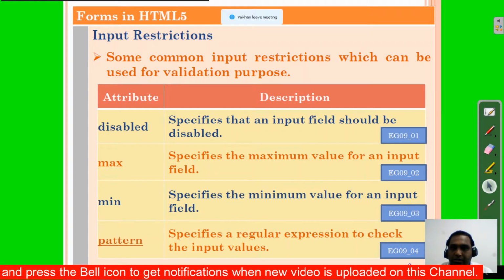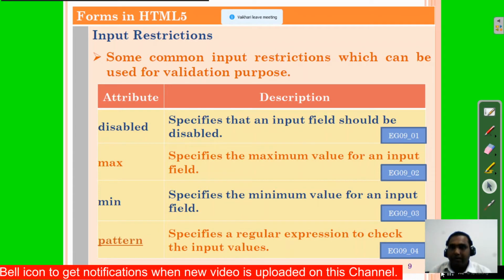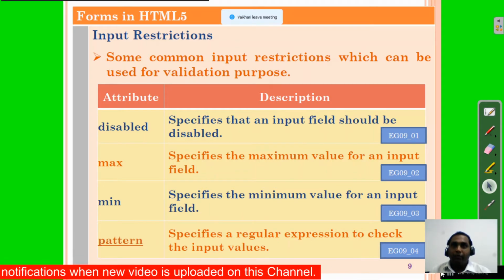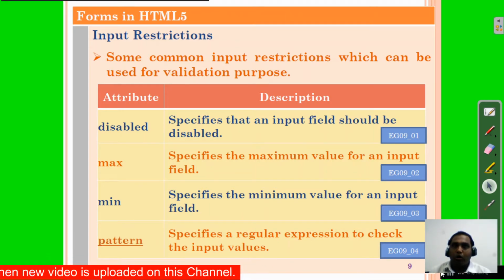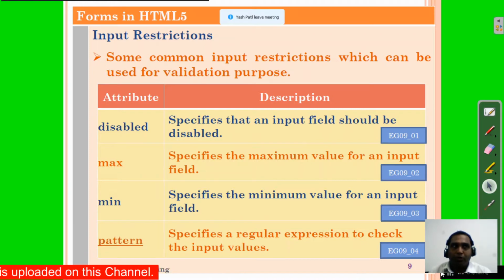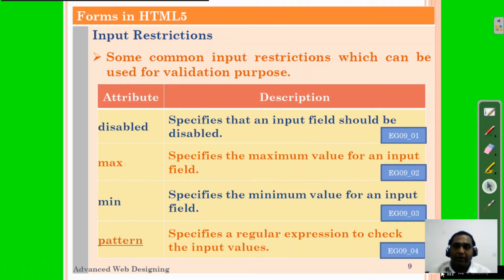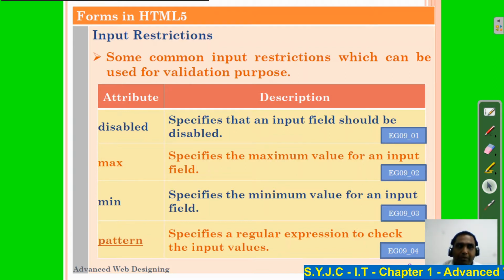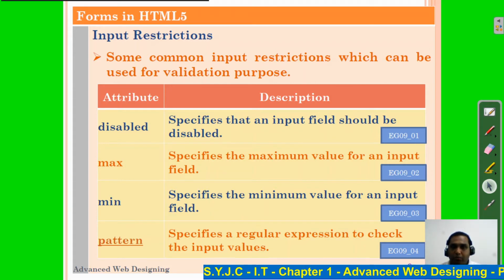What all restrictions can be imposed? For example, if in a text box I want only date of birth to be typed, I don't want anything else to be typed. If he types ABC, then it should not be accepted. So this is called the restriction. I am restricting the user from typing something into a text box.